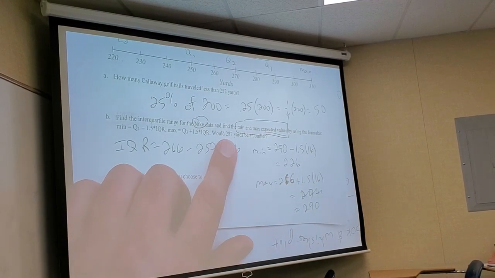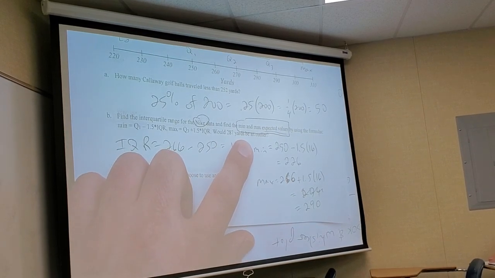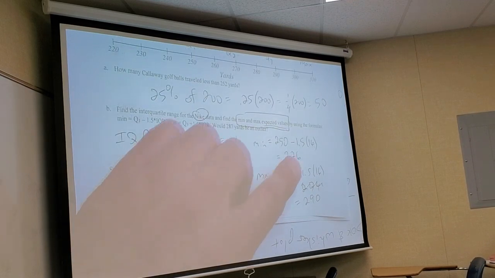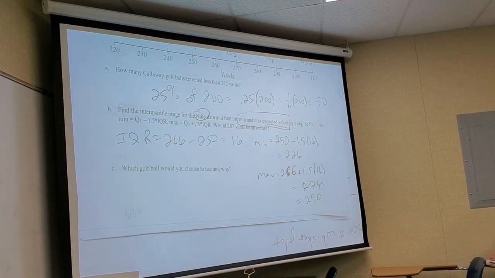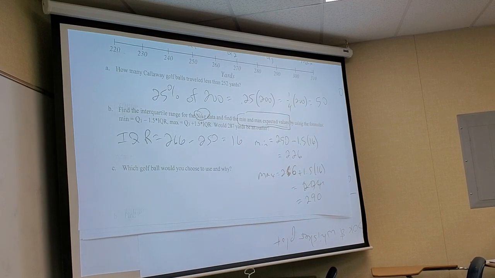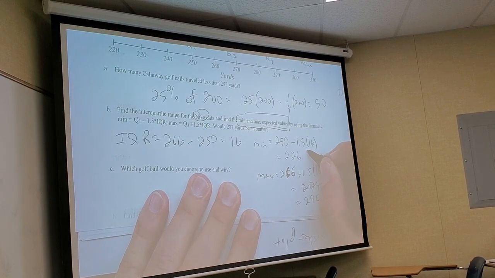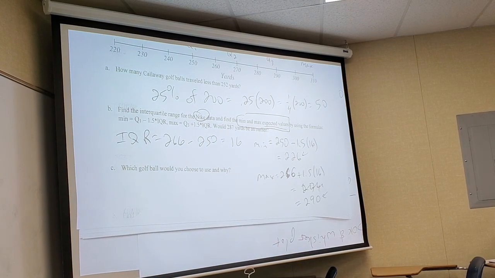So would 287 yards be an outlier officially? Nope, it's not further away from there than these. How is it close to being an outlier? Yeah, it's pretty close. Okay. So for that Nike golf ball, if I had this person hit the ball and it was less than 226 or more than 290, that would be unusual.